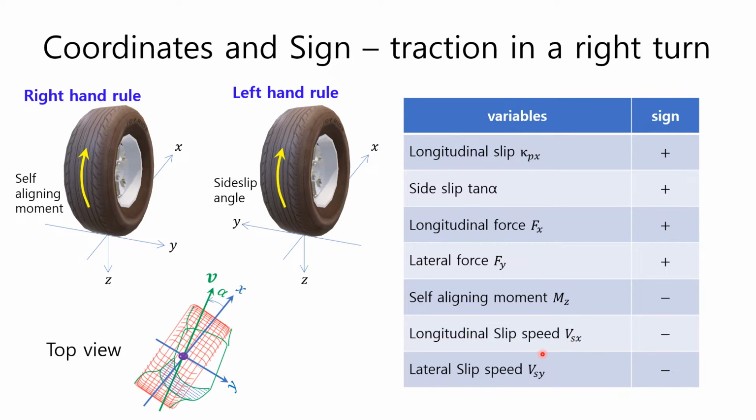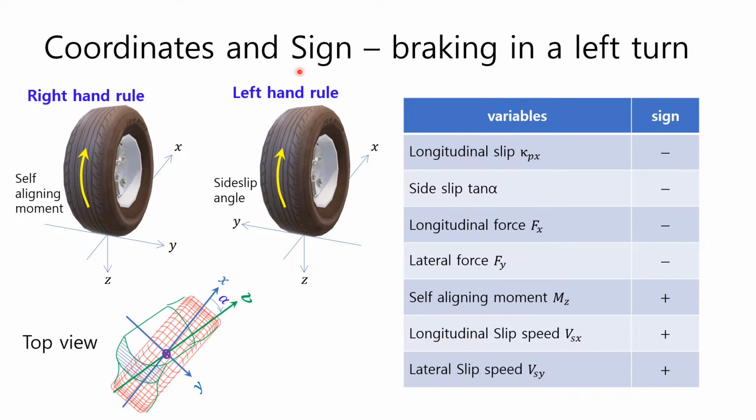Longitudinal slip speed Vsx has minus sign, and the lateral slip speed Vsy has also minus sign because slip speed should be opposite to corresponding force. Let's look at the coordinates and the sign convention on braking in a left turn. Longitudinal slip kappa px has minus sign for braking. Side slip tangent alpha has minus sign because steering angle has plus sign for a left turn depending on left-hand rule.